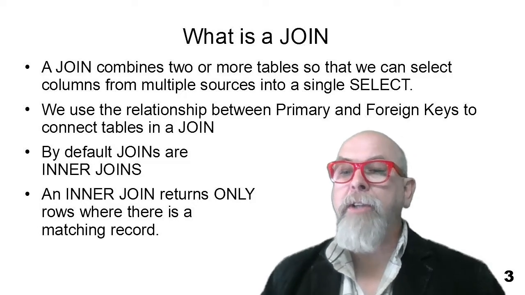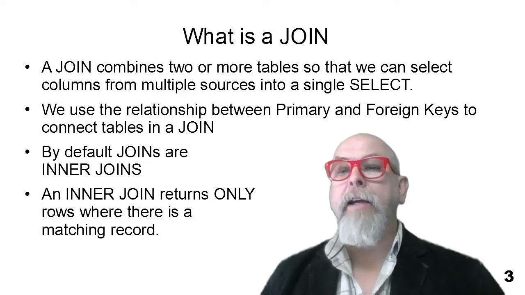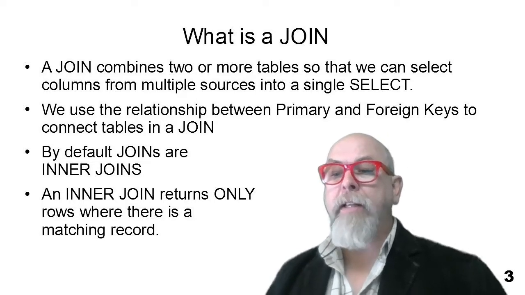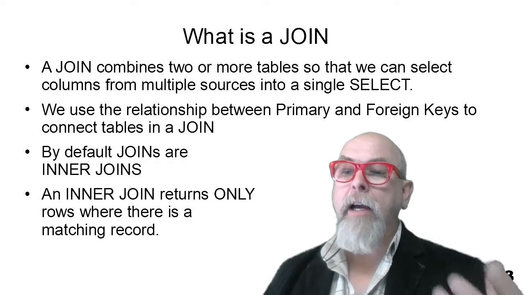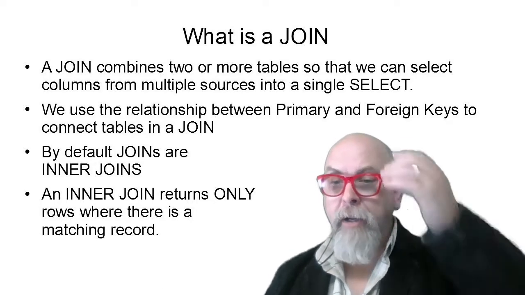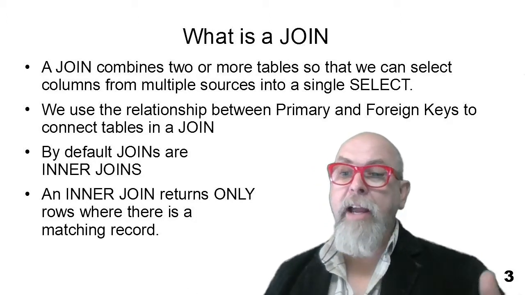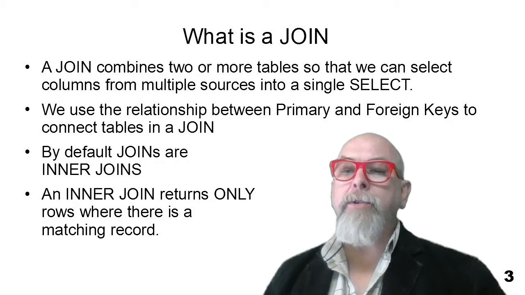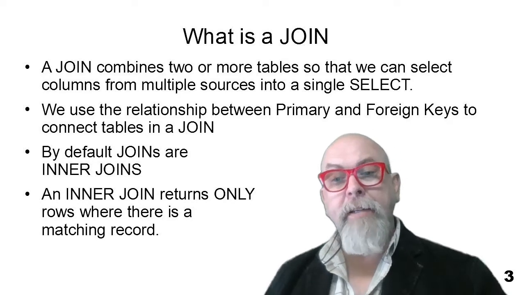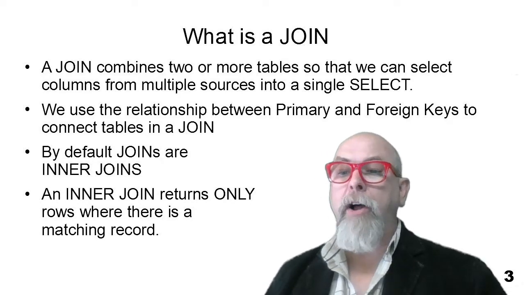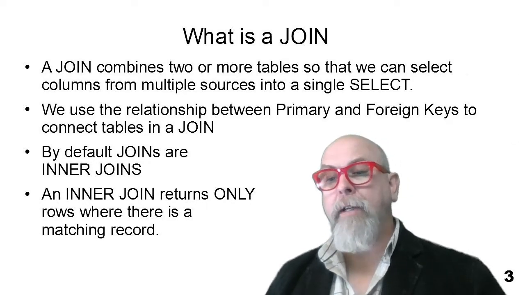You're probably asking yourself the question, what is a join? Well, a join is the process of combining two or more tables together so that we can select attributes from multiple tables. Maybe we want to see customer name and order information, where the only attribute on the order table would be customer number, and we've got to bring in data from the customer table. We use the relationship between the primary and foreign key to implement the join and to connect the tables in a join statement. By default, joins are inner joins, and we'll go into outer joins in a little bit.